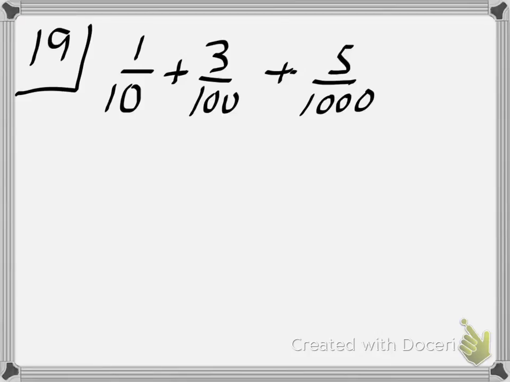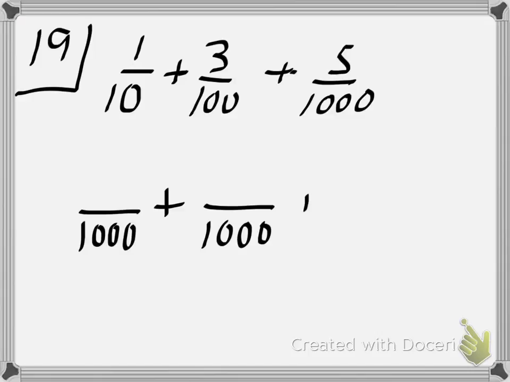Our next one. Now, there's more than one way to do a lot of these problems, so if you are working with your child and you have a different way to do it, that's fine as long as they can show their work and explain it. On this one, if we want to actually add them, we can get a common denominator, which for this case would be 1,000.